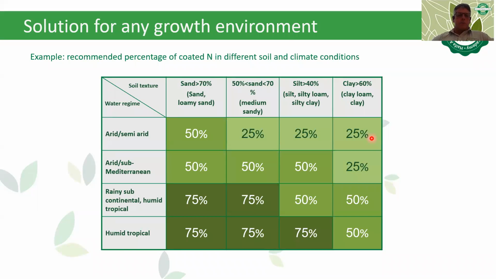And here's an example of how we would determine what percentage of coating to use. This table goes from sand to clay, and down here is the water regime from arid to humid tropical. So basically we would start off at 25% on a very high clay content soil in a very dry condition. And we will move to probably 75% of coating under humid tropical conditions.